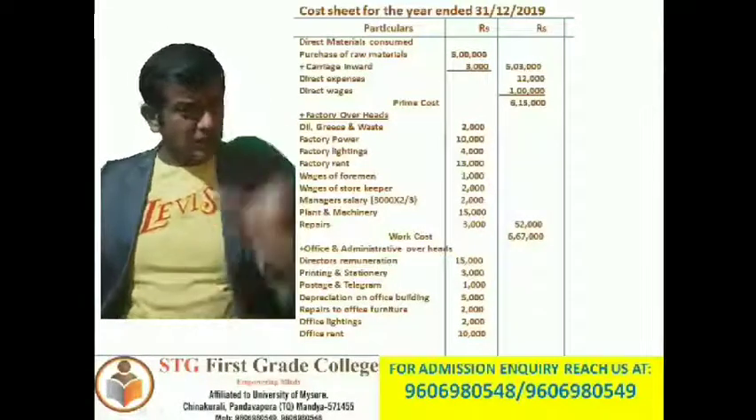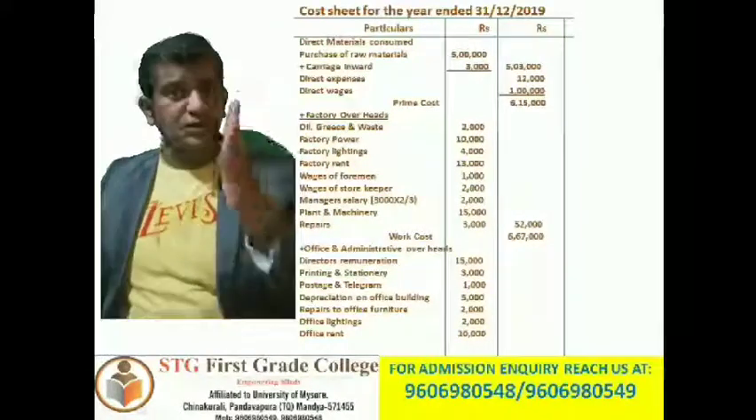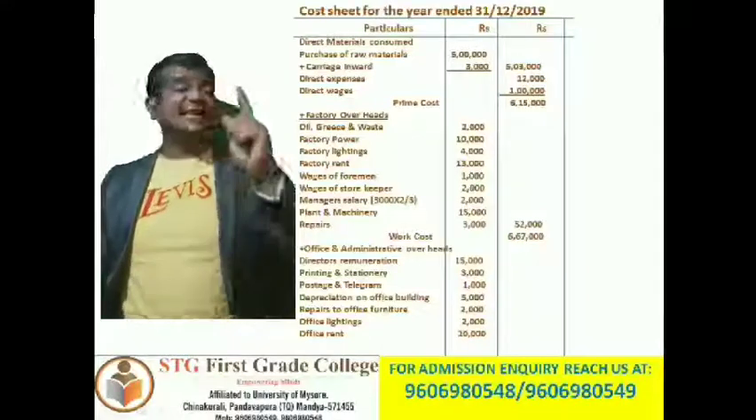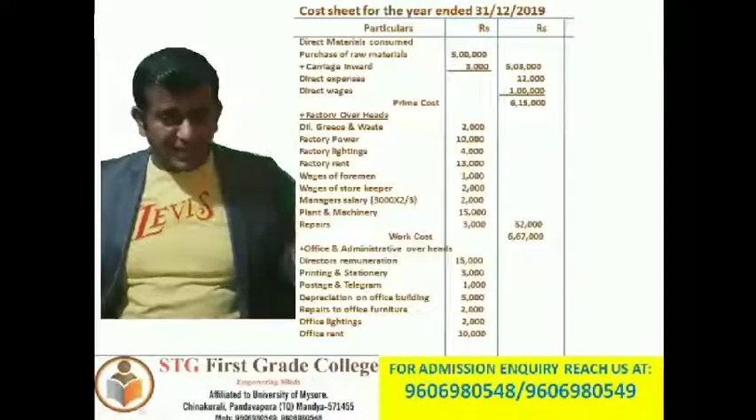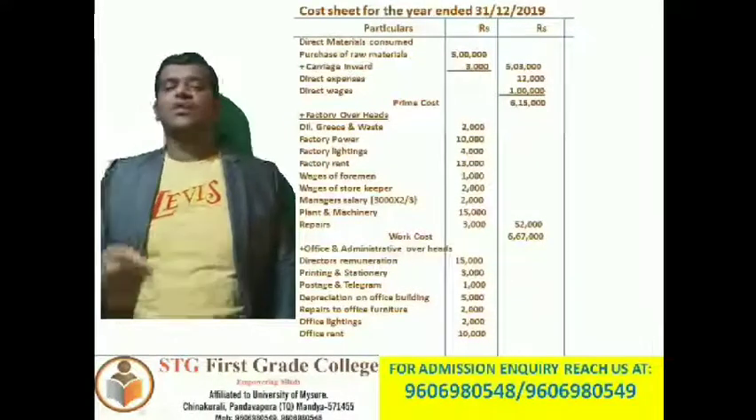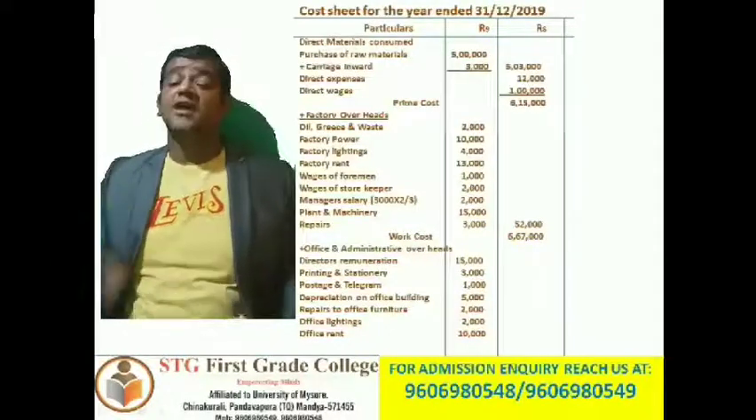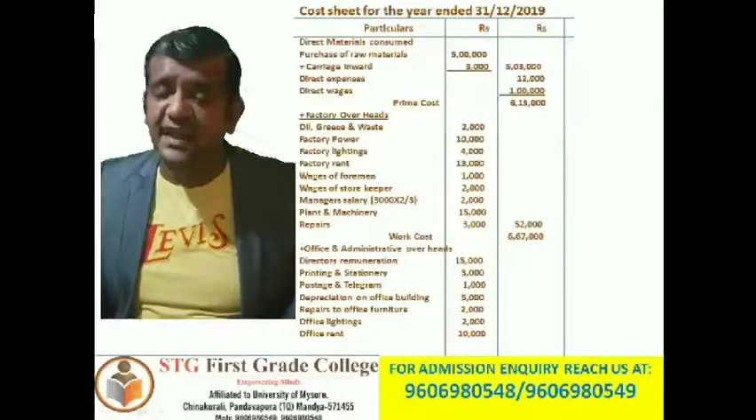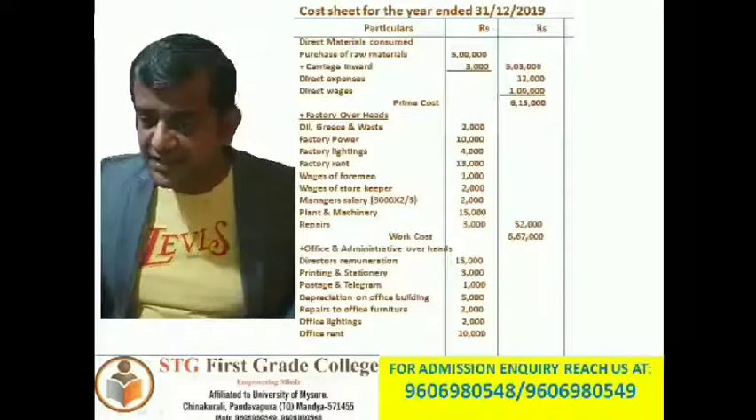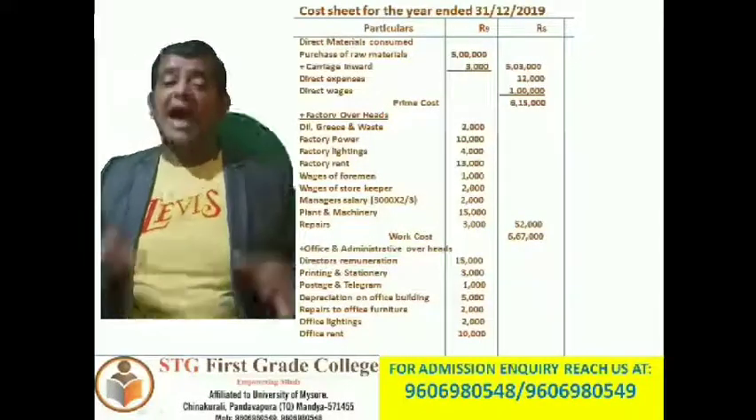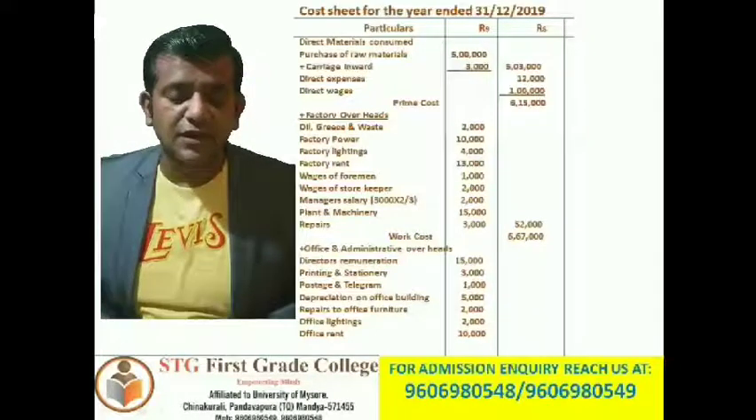Add this total of all the factory overheads to the prime cost, that is 6,15,000 plus 52,000. So we get a work cost of 6,67,000 rupees. So now add office and administrative overheads.